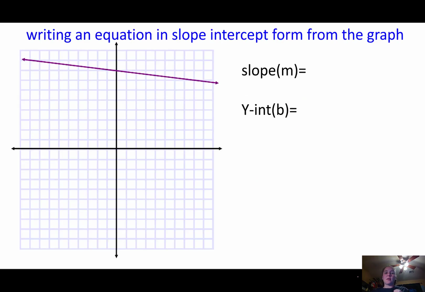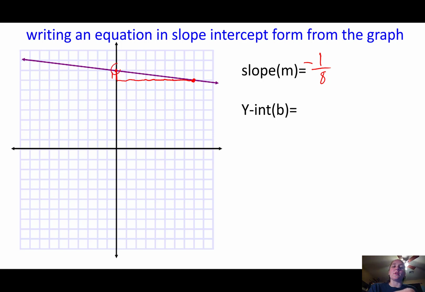So we need two things to write the equation in slope-intercept form. I need the slope and I need the y-intercept. So picking two points on my line, I'm going to pick this point, and it looks like it crosses nicely there. Count your rise and your run. So I go down 1, and I'm going to run 1, 2, 3, 4, 5, 6, 7, 8. Now, looking at this, it's a negative slope because we're falling from left to right. So my slope is negative 1/8.